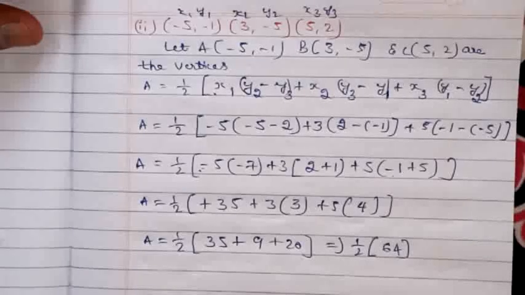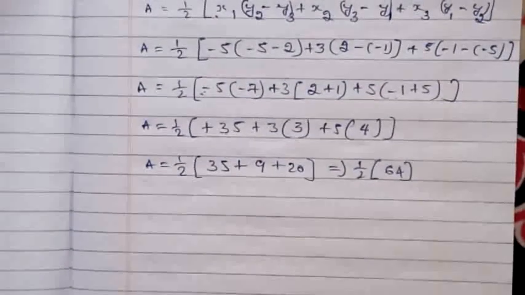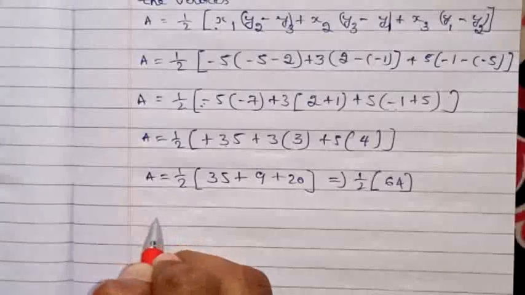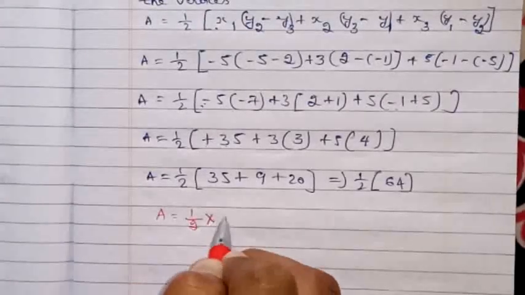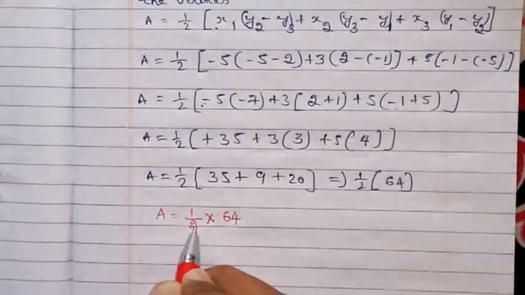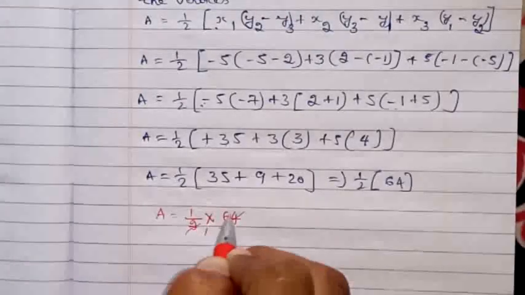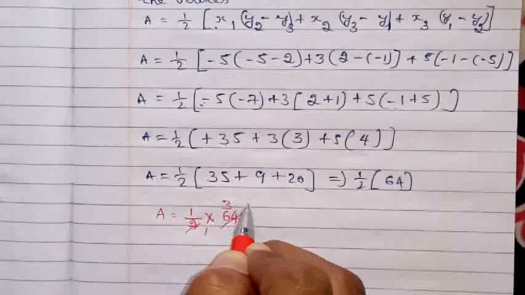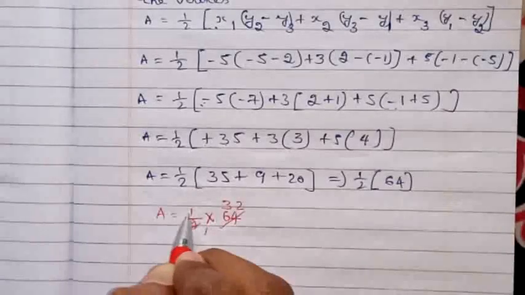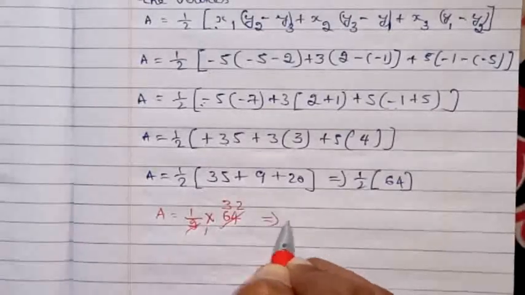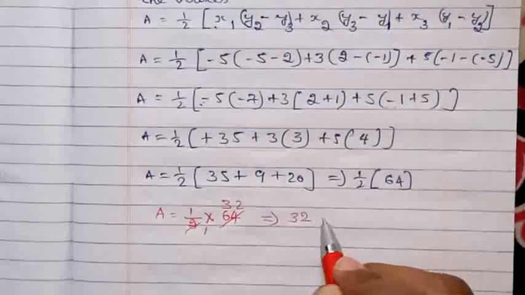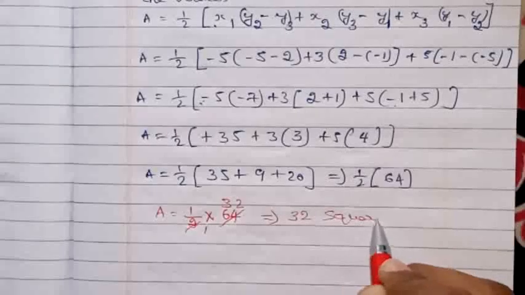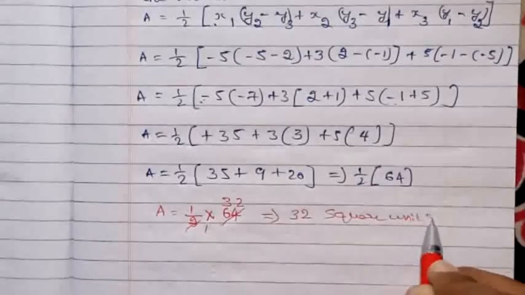Now A is equal to, the remaining is half into 64, right? Now make a cross multiplication. So 2 1s are 2, 2 3s are 6, 2 2s are 4, 32 1s are 32, so therefore the answer is 32 square units. Clear children?